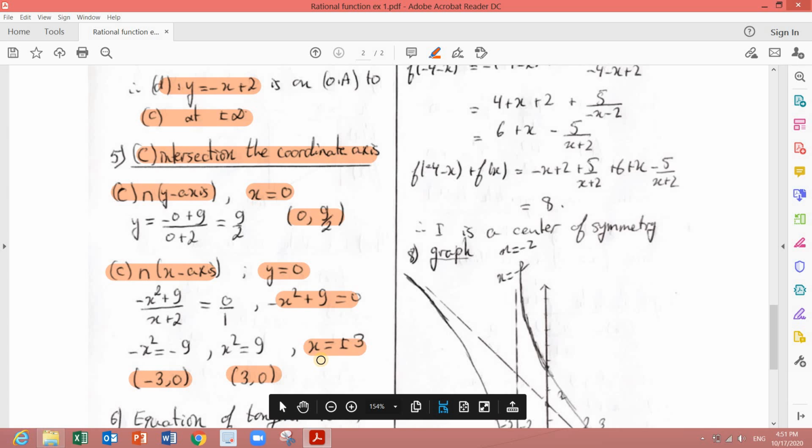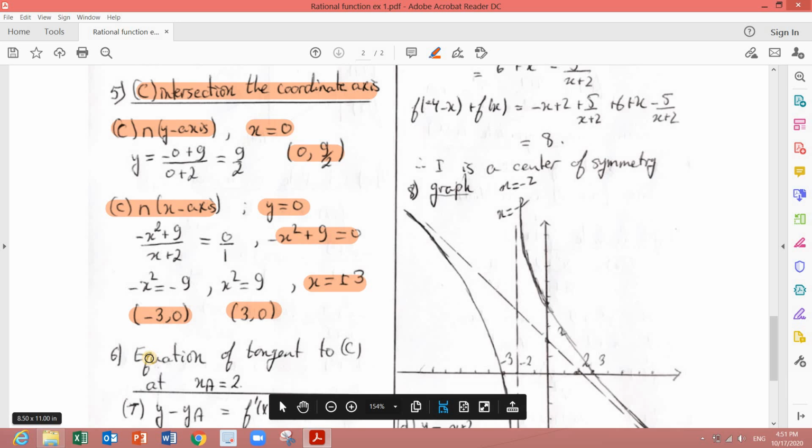So to determine C intersection coordinate axes means the y-axis and the x-axis. With the y-axis we take x equals 0 and we find y. With the x-axis we take y equals 0 and we find x.